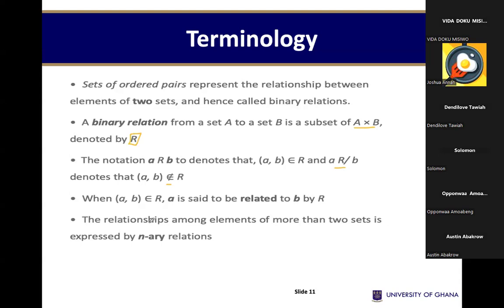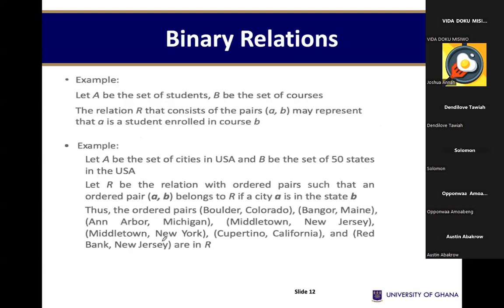If the relationship is among elements of more than two sets, for two sets we say it's a binary relation. What if it's more than two sets? We call it an n-ary relation, where n will determine the number of sets. So if it's 3, you can replace n in that way. That's it. So we still come back to binary relations.